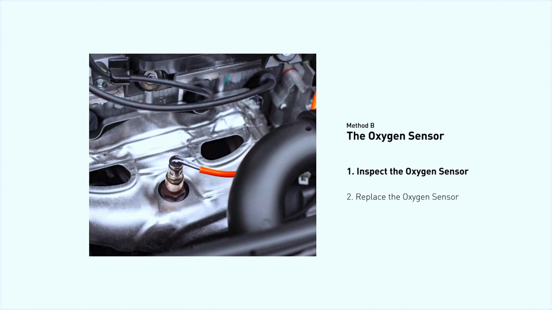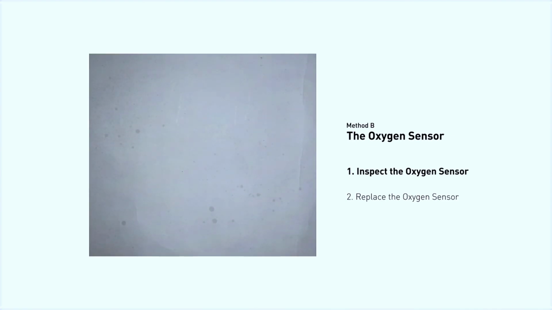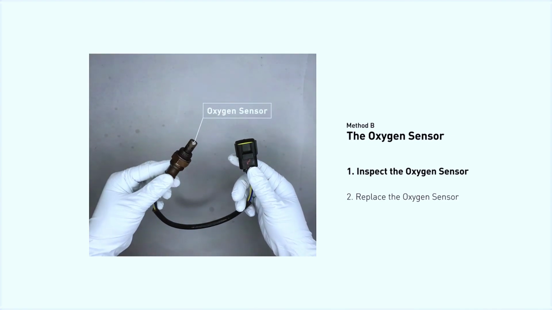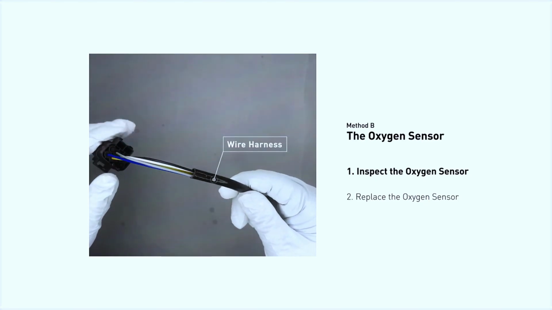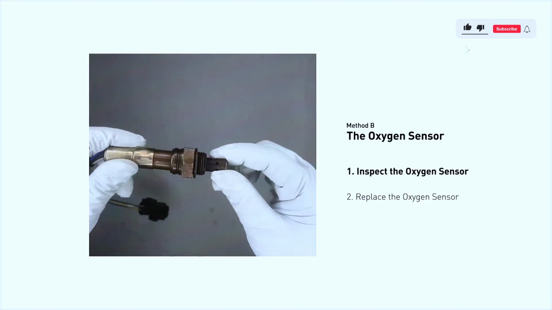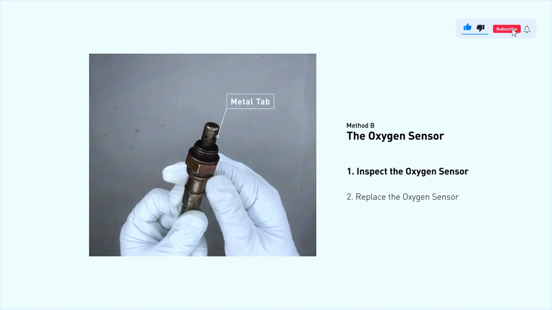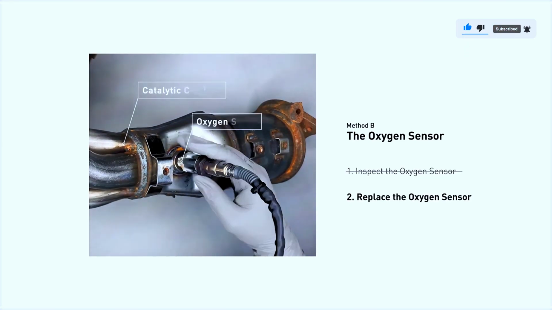Oxygen sensors are mounted directly onto the exhaust pipe, near the catalytic converter. Locate the sensor that responds slower as it ages. Visually check the oxygen sensor's electrical connections, wire harness, and metal tabs for any damages. If damages are found, then replace the oxygen sensor.